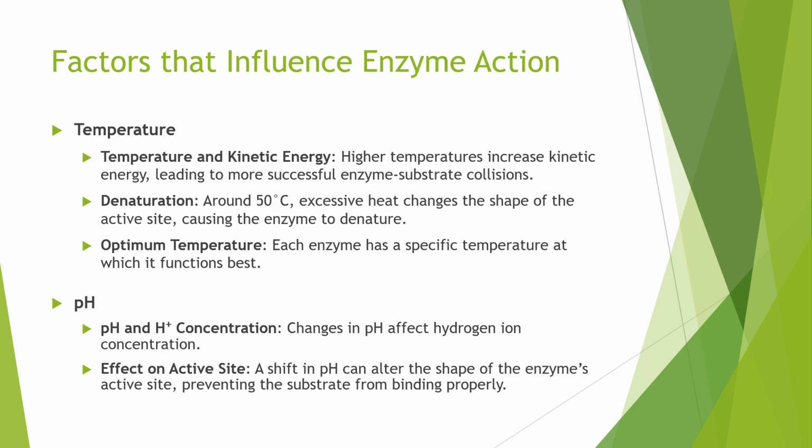Just like temperature, enzymes have an optimum pH at which they work best, and deviation from this can disrupt their function as well. So to summarize, temperature and pH are both critical to enzyme action. Higher temperatures increase reaction rate up to a point, but beyond that, the enzyme risks denaturing. Similarly, changes in pH can alter the enzyme's active site, making it impossible for the substrate to bind. Understanding these factors helps us explain why enzymes function so effectively at specific conditions.